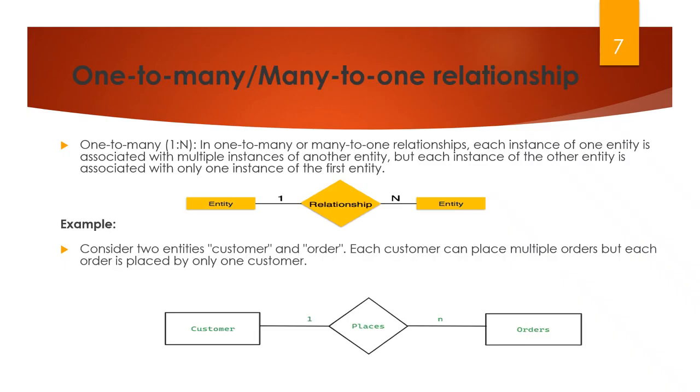Next, we are going to see about one-to-many or many-to-one relationship. Each instance of one entity is associated with multiple instances of another entity, but each instance of the other entity is associated with only one instance of the first entity. For example, consider two entities, customer and order. Each customer can place multiple orders, but each order is placed by only one customer.